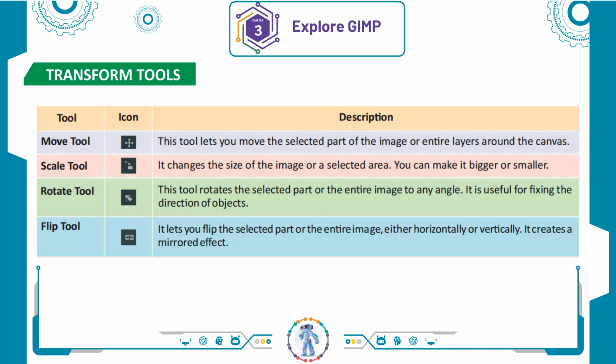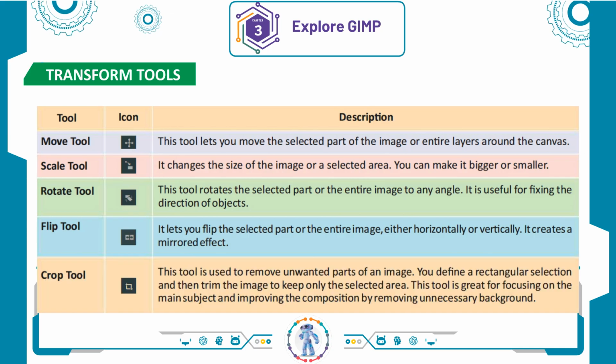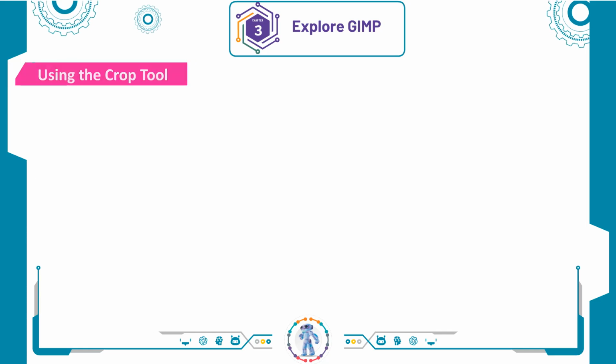Flip tool. It lets you flip the selected part or the entire image, either horizontally or vertically. It creates a mirrored effect. Crop tool. This tool is used to remove unwanted parts of an image. You define a rectangular selection and then trim the image to keep only the selected area. This tool is great for focusing on the main subject and improving the composition by removing unnecessary background.